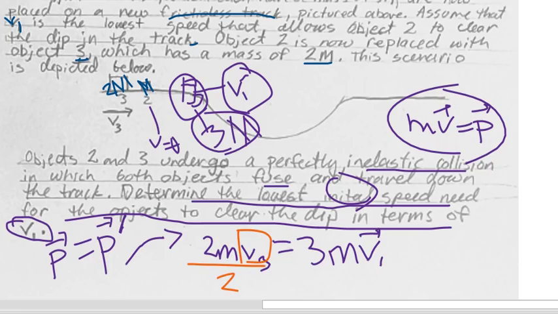I'm going to divide by 2m. It goes away. You divide this by 2m. And remember, these masses are the same. The m goes away. So therefore, v3, or whatever you want to call it, they didn't define it, is 3v1 over 2.